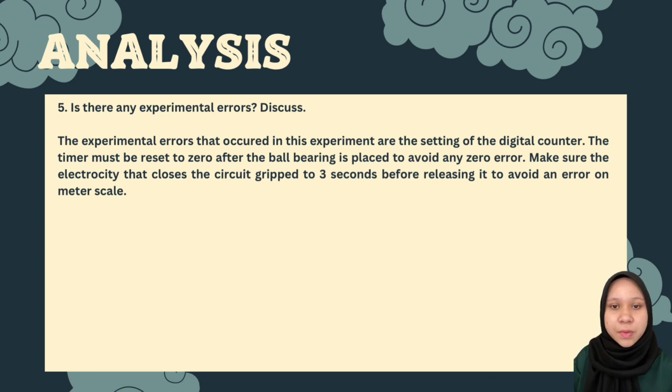Number 5, the experimental errors that occur in this experiment are the setting of the digital counter. The timer must be reset to 0 after the ball bearing is placed to avoid any zero error. Make sure the electricity that closes the circuit grips for 3 seconds before releasing it to avoid an error on the meter scale.